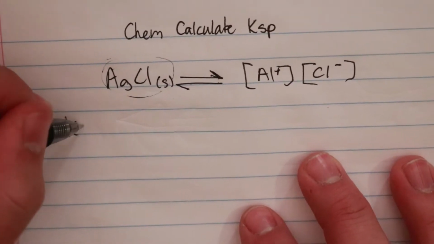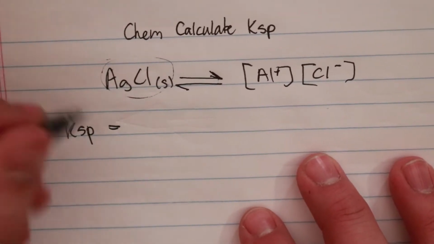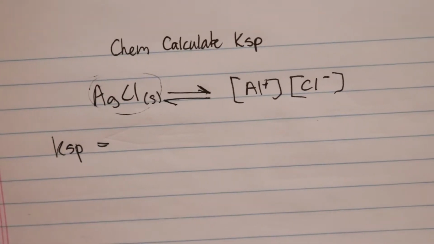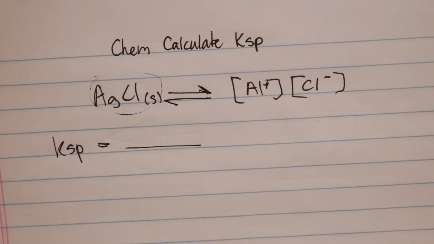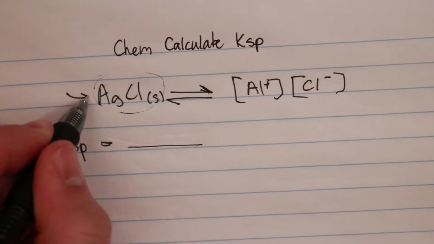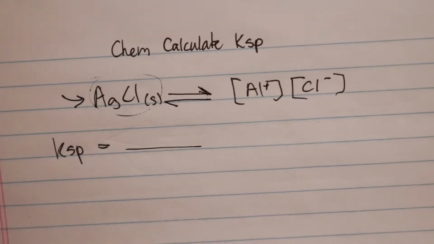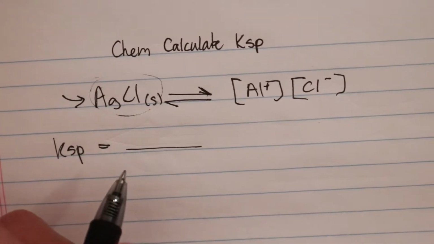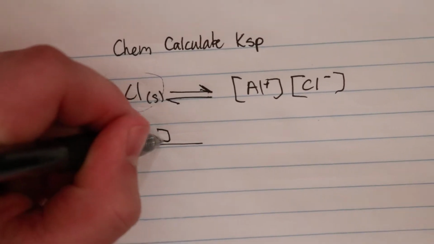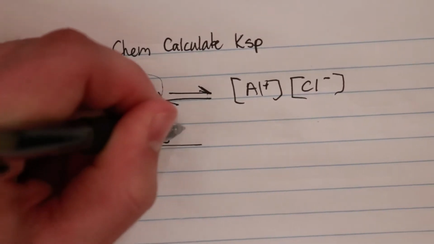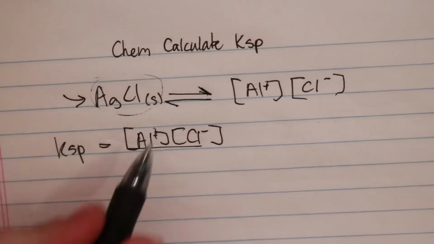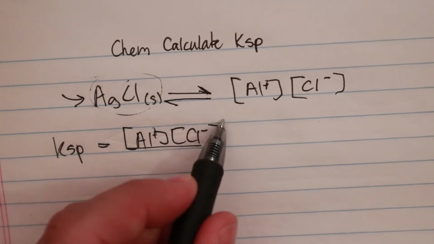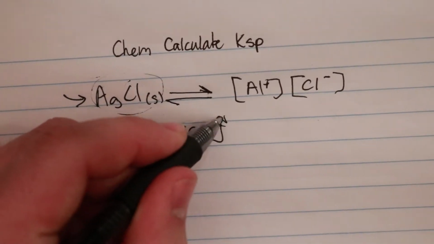So to get our Ksp, just like when we did Kp or Kc, you take the concentration of the products over the concentration of reactants, but in everything for solubility, the reactant is always going to be a solid, and we don't take those into account for concentration. So therefore, it's always just the concentration of your products on the top. And so that's all we really need to know to calculate. Also, if you have subscripts, you just put the exponent there, if that's what you need to do.